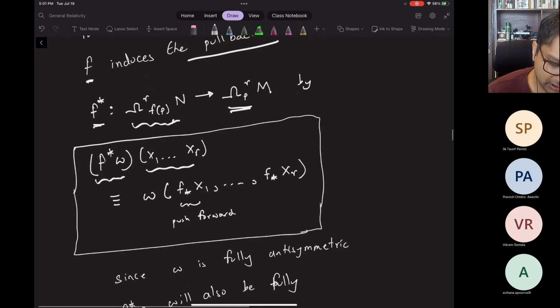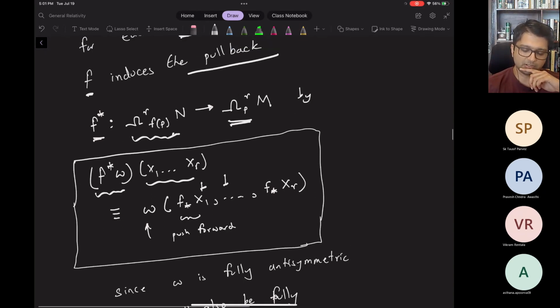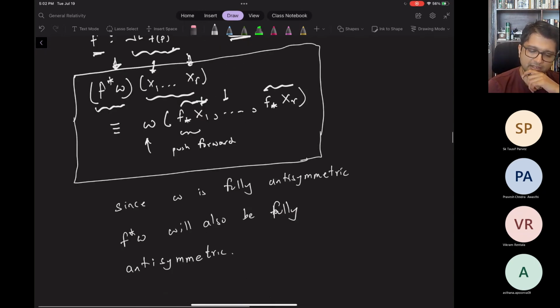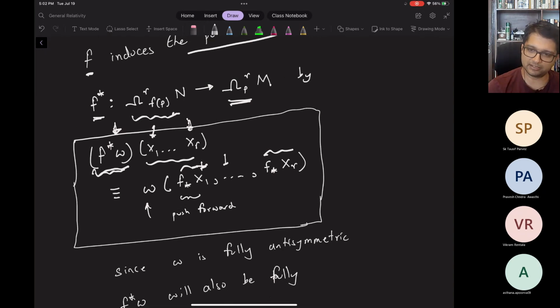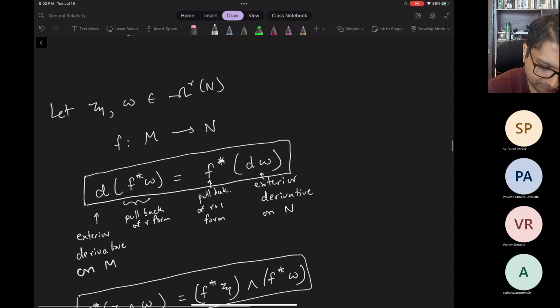This is true, and since omega is fully antisymmetric, that is, if I exchange the order of these x1s and x2s, any odd exchange will give me a minus sign overall. Therefore, it must also be true that F* omega is odd under the exchange of x1 through xr. Under the exchange of F* x1 through F* xr, if this is odd, it's also odd on an exchange of x1 through xr. And therefore, this F* omega is obviously a (0,r) tensor, but it's also an r-form because it's fully antisymmetric.